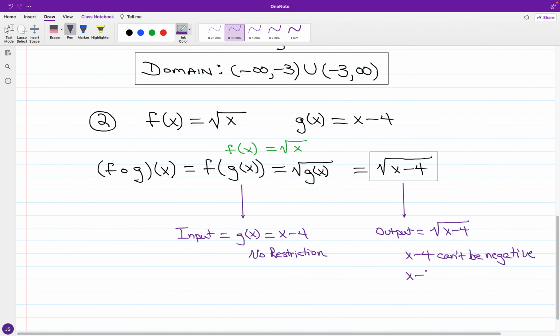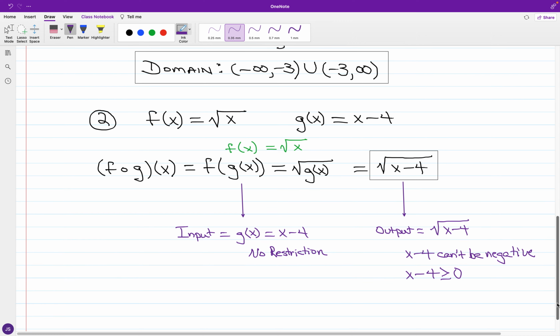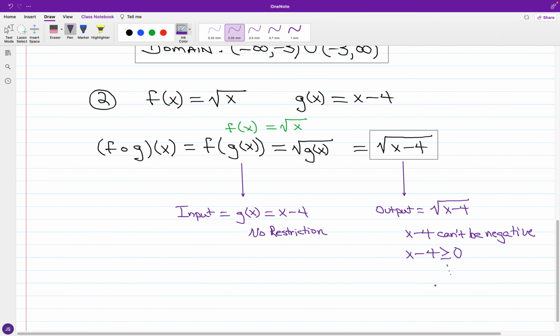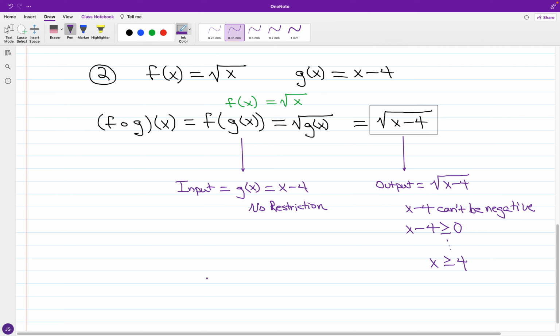And just putting this in inequality terms, we have x minus 4 can be greater than or equal to 0. And from this, the defining inequality is going to be that x is greater than or equal to 4. So the only restriction comes from the output, because the input has no restriction, but the output gives x is greater than or equal to 4.